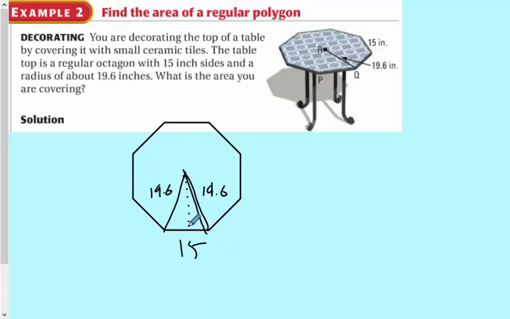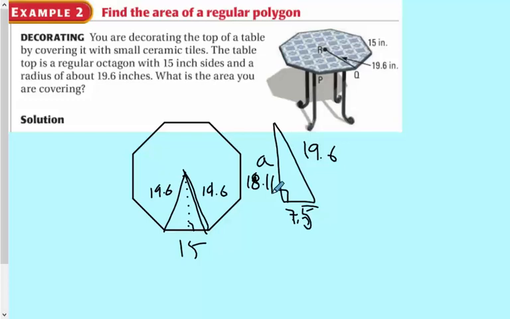I'm going to use Pythagorean theorem on half of this triangle. So this would be 7.5, and this would be 19.6, and then I can find the apothem A right there by using the Pythagorean theorem. So I'm going to split that into two triangles. So I'm going to do 19.6 squared, take away 7.5 squared, and then I'm going to square root that answer, and that leaves me with 18.11 for A.